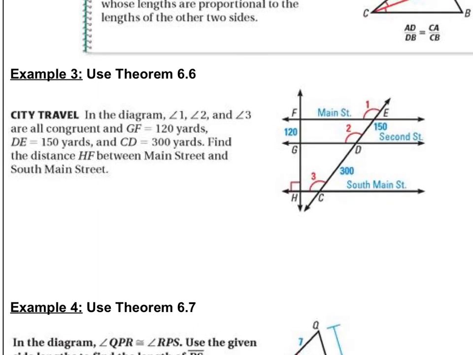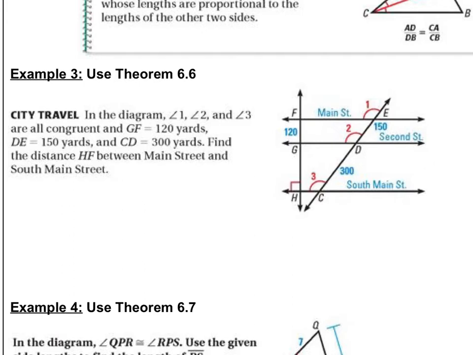Okay, so in the diagram, angle 1, angle 2, and angle 3 are all congruent. We are showing that they are all congruent. GF is 120, DE is 150, and CD is 300. Find the distance HF between Main Street and South Main.